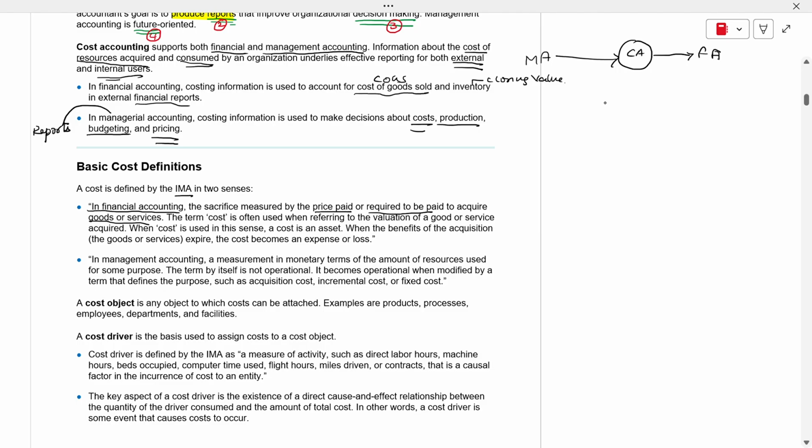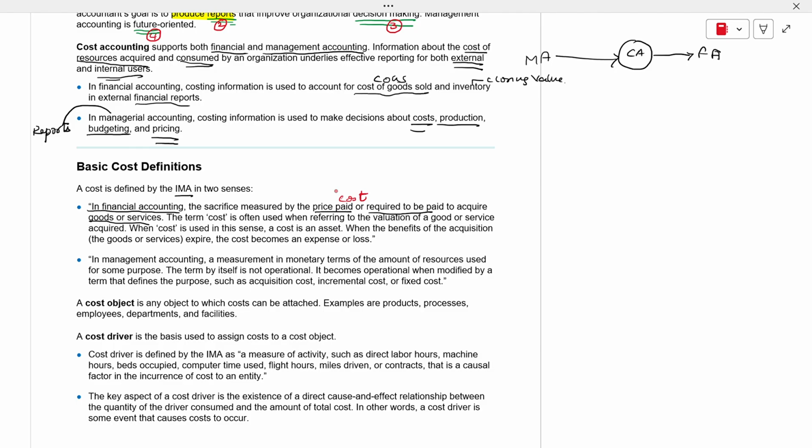The sacrifice measured is the price paid. In simple terms, it is nothing but what we are going to pay. What you are going to pay, in terms of its relation with respect to the cost.